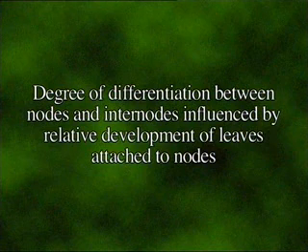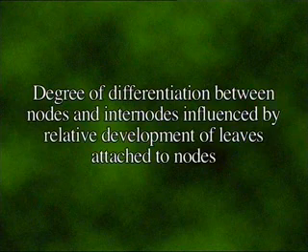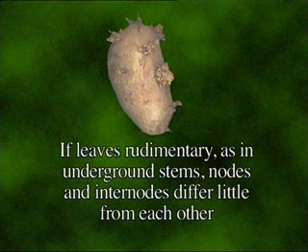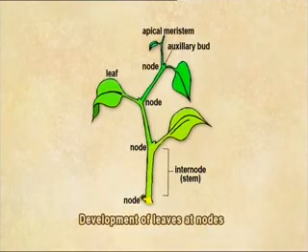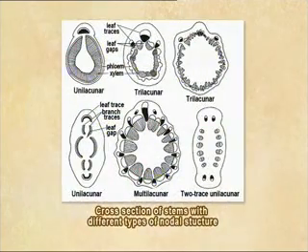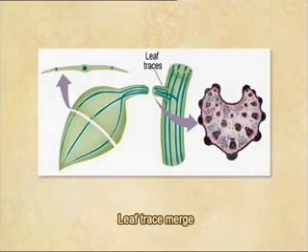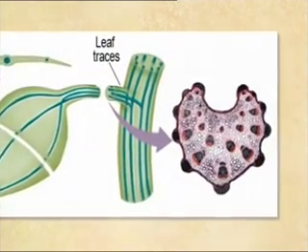The degree of differentiation between the nodes and the internodes is influenced by the relative development of leaves attached to the nodes. If the leaves are rudimentary, as in underground stems, nodes and internodes differ little from each other. Thus, the development of vascular tissue is intimately associated with leaf formation. Nodal anatomy accordingly describes the pattern of vascular connection between the leaf and the stem that is maintained by vascular bundles called leaf traces, which are associated with parenchymatous interruptions in the stem vascular cylinder called leaf gaps.